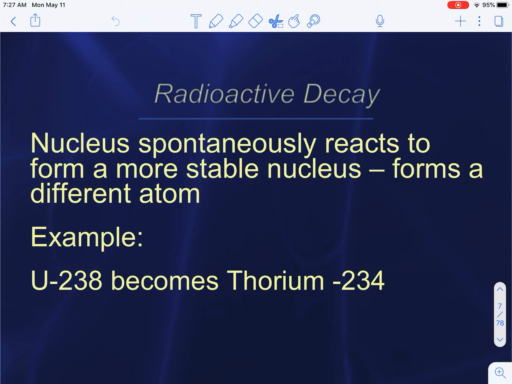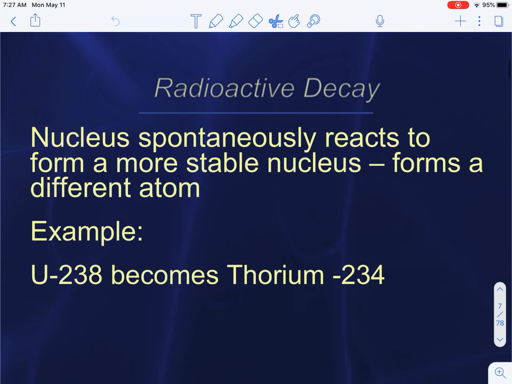For example, uranium-238 actually becomes thorium-234, a completely different atom. Uranium has an atomic number of 92, and thorium has an atomic number of 90. So how can that happen? So let's talk about it.